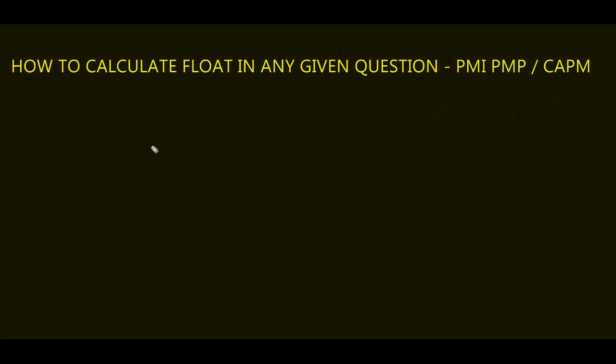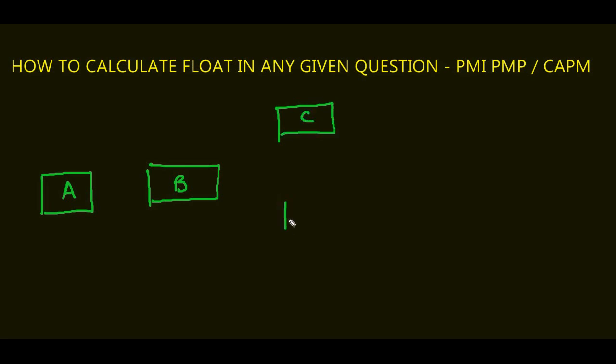Take another story here, a slightly complicated one. Let's say you have an activity A here, B here, C here, D here, E here. Let's say this is start. This is just a start, just to tell them we're starting from here.